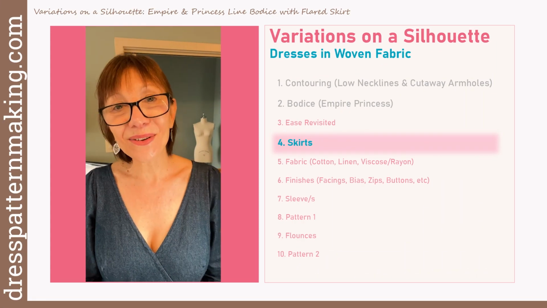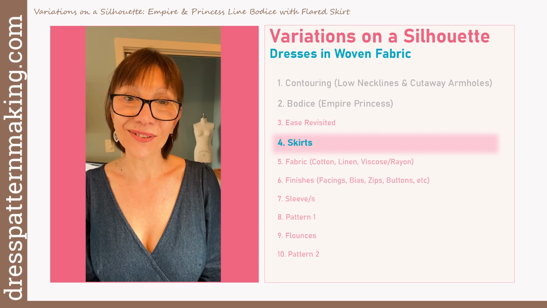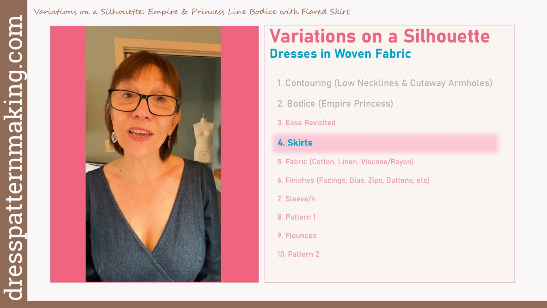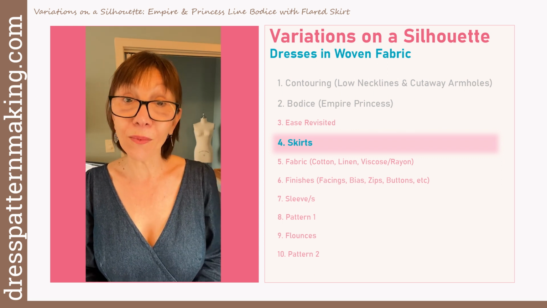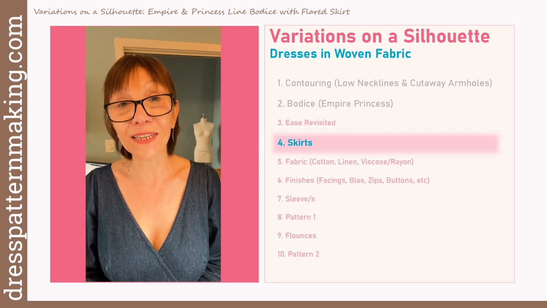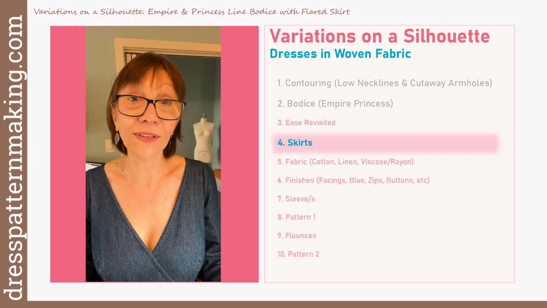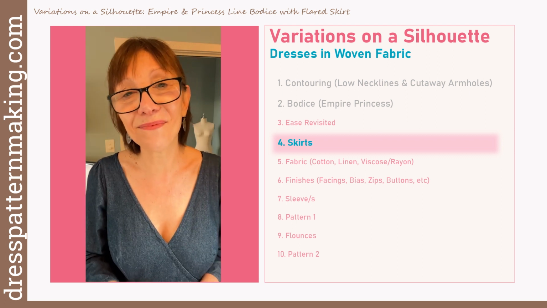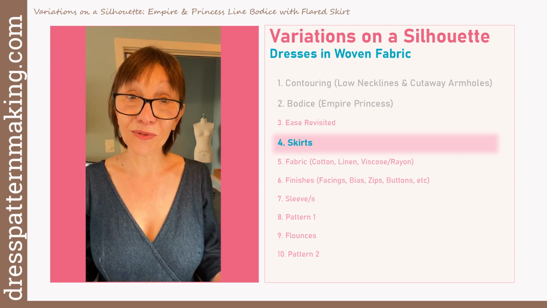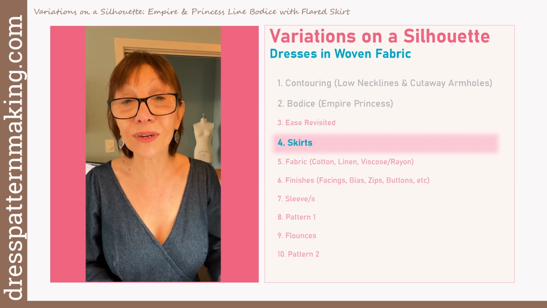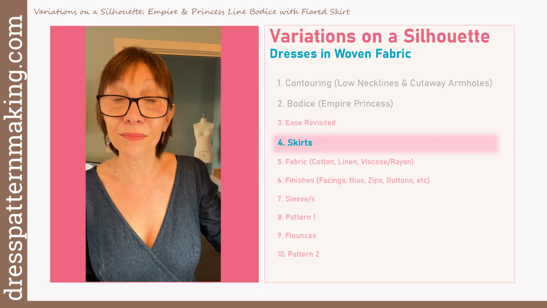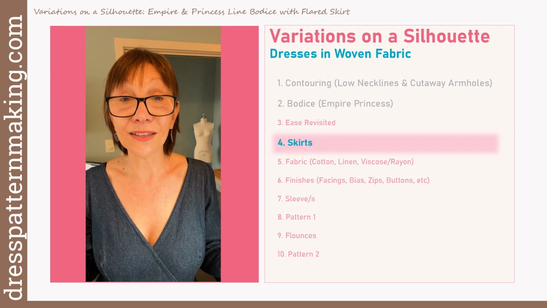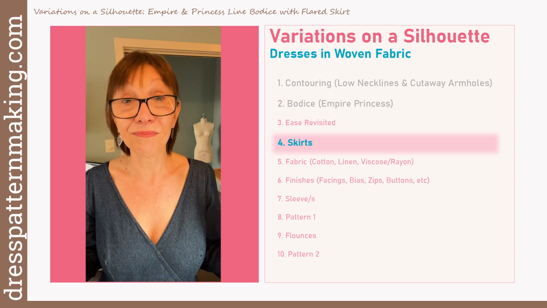Hi, this is video number 4 in a series titled Variations on a Silhouette. If you haven't already done so, please watch part 1, contouring, and part 2, drafting the Empire bodice, because this video probably won't make a lot of sense if you haven't watched those. I actually made video 4, skirts, before video 3, so I have made them out of order, but this was the order that I put up at the beginning. I'm just going to stick to the list as is and make them out of order.